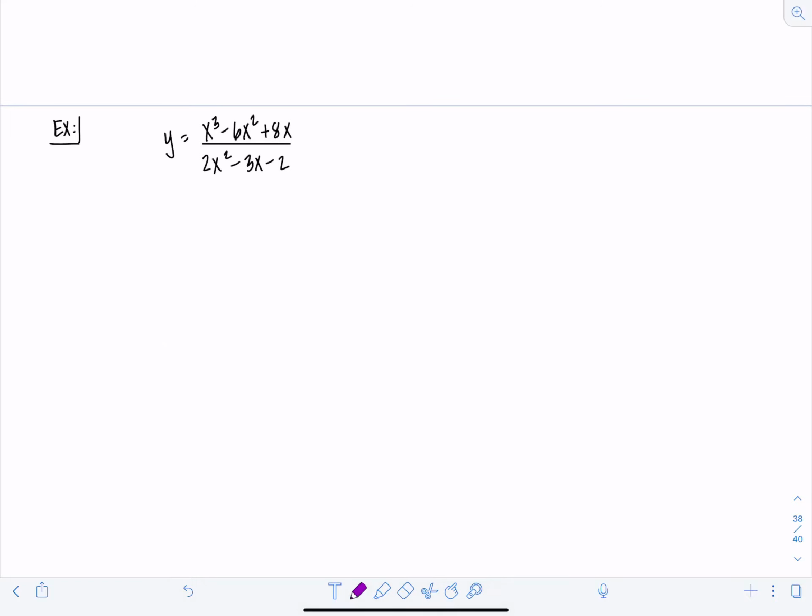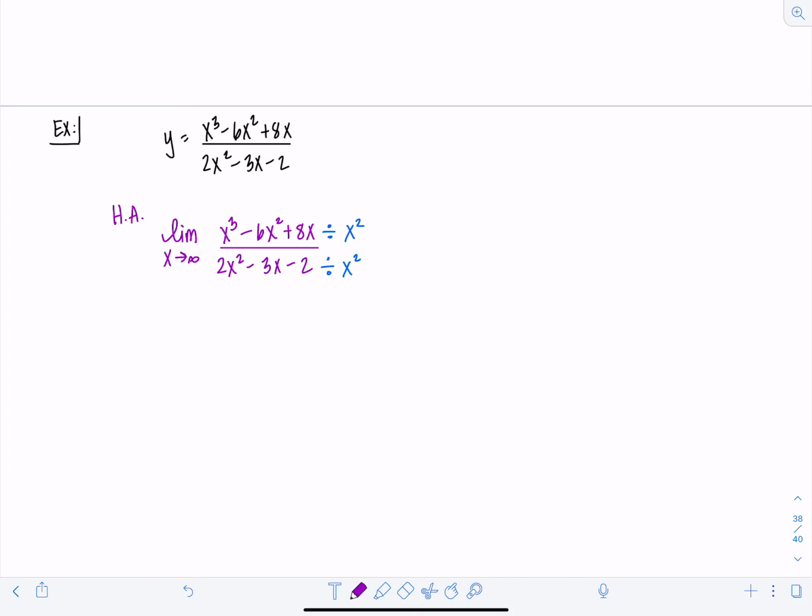All right, horizontal asymptote. Let's start with that. So I'm going to take the limit as x approaches infinity of x cubed minus 6x squared plus 8x over 2x squared minus 3x minus 2. So dividing by the degree of the denominator, I'm going to divide by x squared.